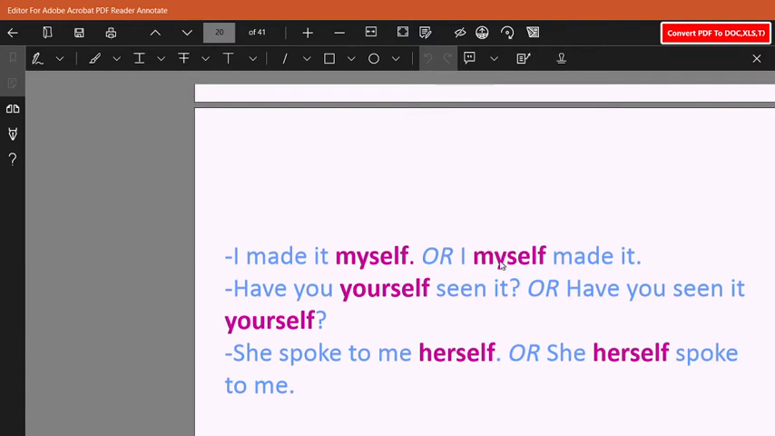Here, emphasizing "I myself" means only I can do this. Here, "I made it myself" means without anyone's help. So, the same thing can be done by others also. That's how the second and third sentences are also written in that fashion.